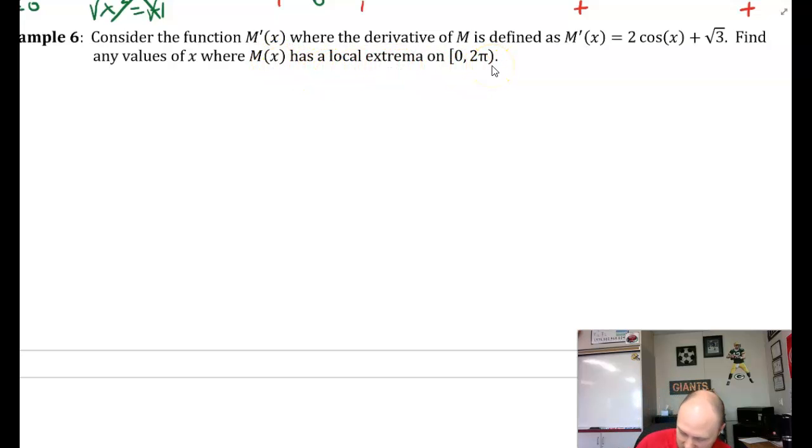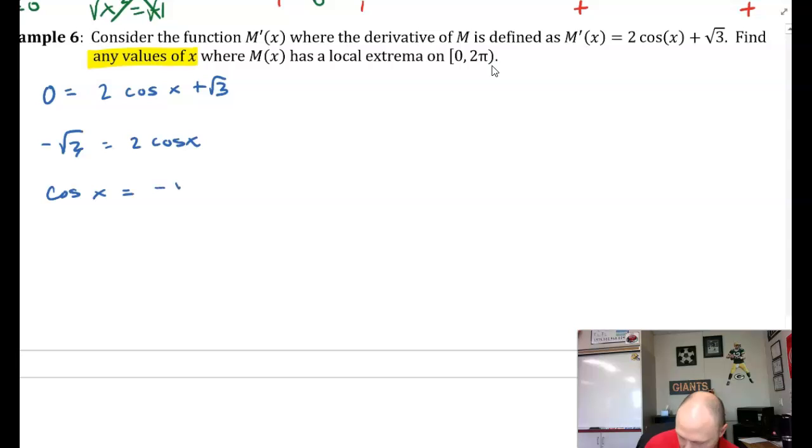Okay, so they're only asking for values of x. That's nice. So I'm going to take m prime of x and set it equal to 0. 2 cosine x plus root 3 equals 0. Now I'll solve this. Root 3 is equal to 2 cosine x, and it looks like cosine x is equal to negative square root of 3 over 2. So we want our cosine x value to equal negative root 3 over 2.